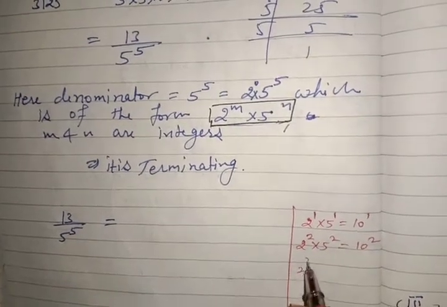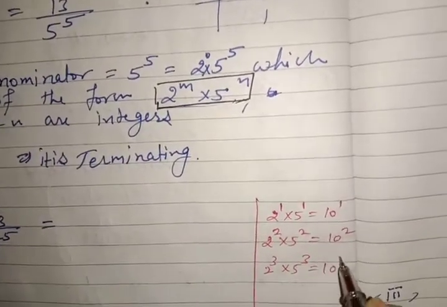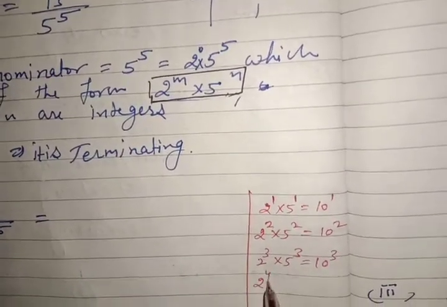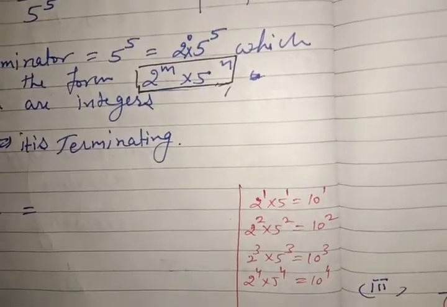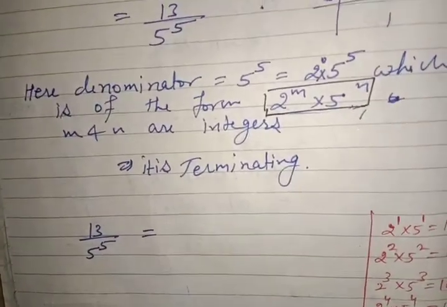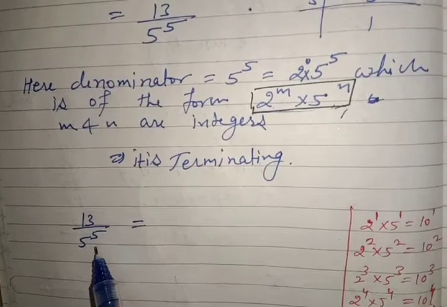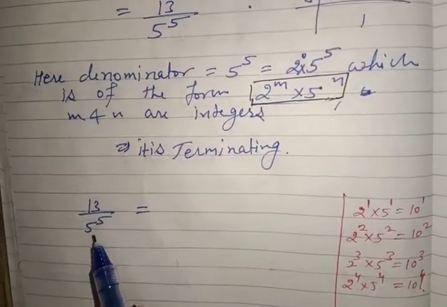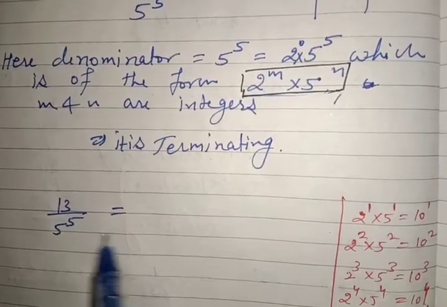If I multiply 2 power 3 and 5 power 3, what will I get? 10 power 3. Similarly, 2 power 4 and 5 power 4, I'll get 10 power 4. So we use this concept here. If I want to convert it into decimal, you know from your lower classes that we need zeros in the denominator. And how can I get zeros in the denominator?